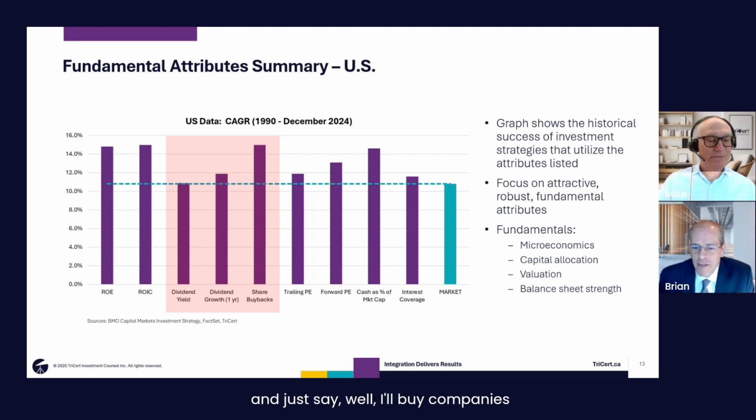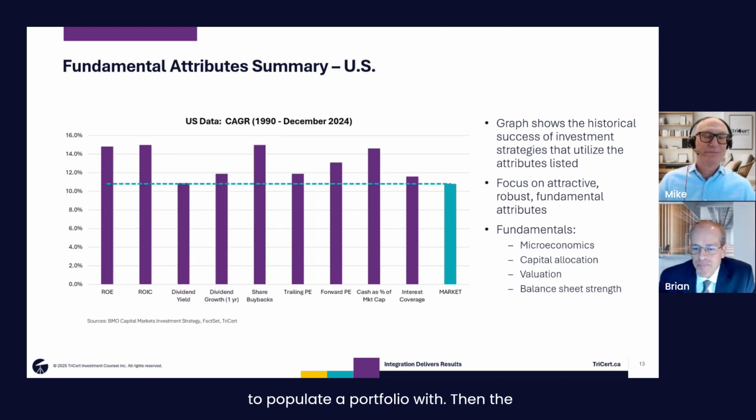And so those next three attributes, it turns out a lot of people just keep it simple and just say, well, I'll buy companies that have good dividend growth. They're skipping the step that it was a value creating company that may have done that. And there's nothing wrong with that. But you can see that those independent variables of dividend yield, dividend growth, and share buybacks were also strong value creating ideas to populate a portfolio with.